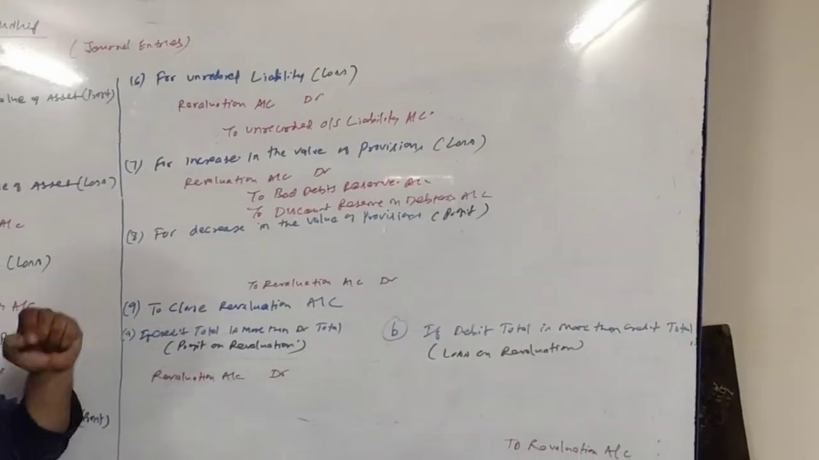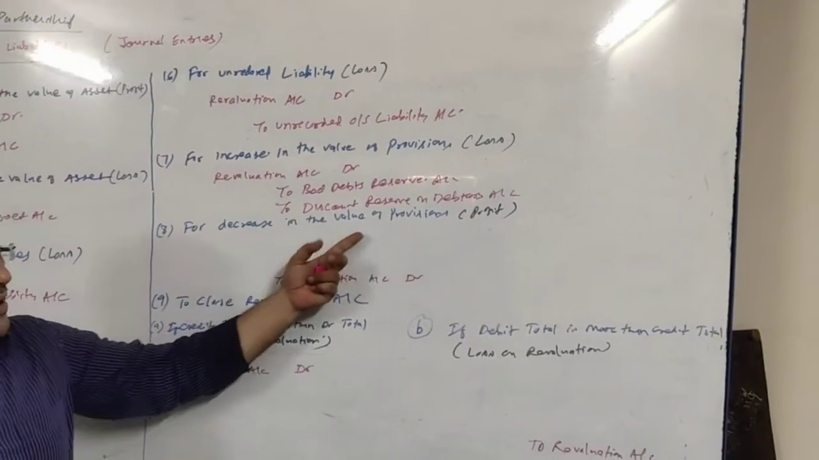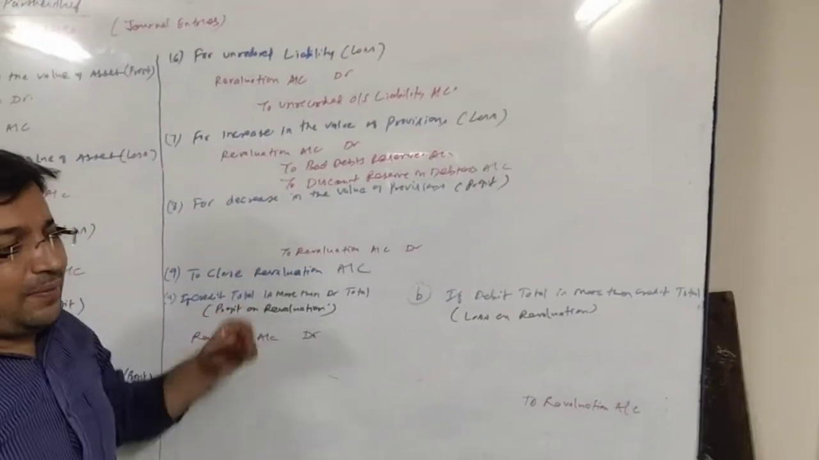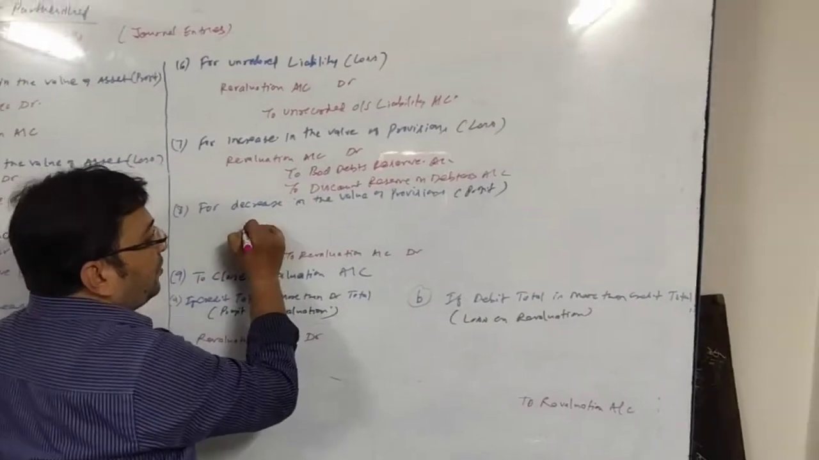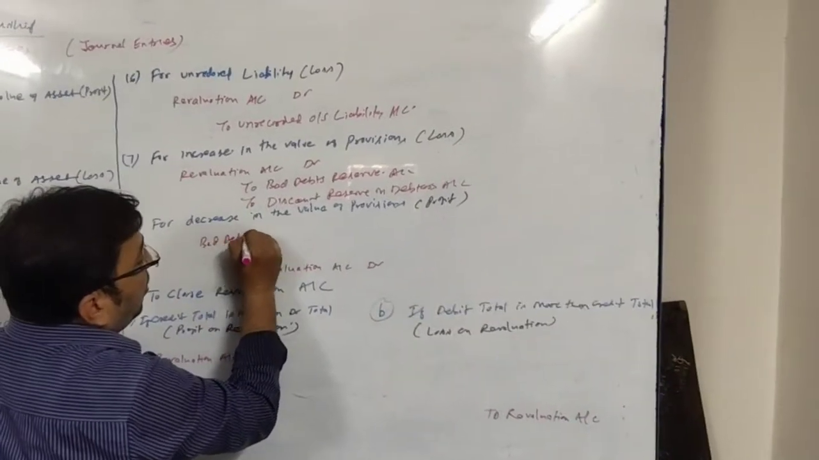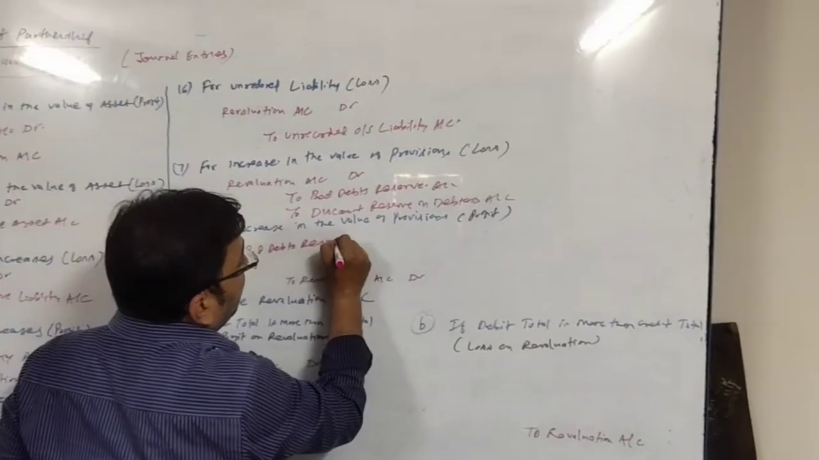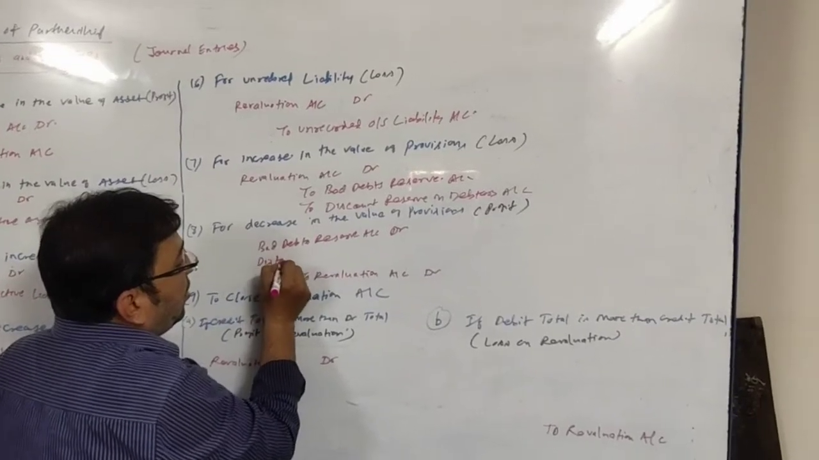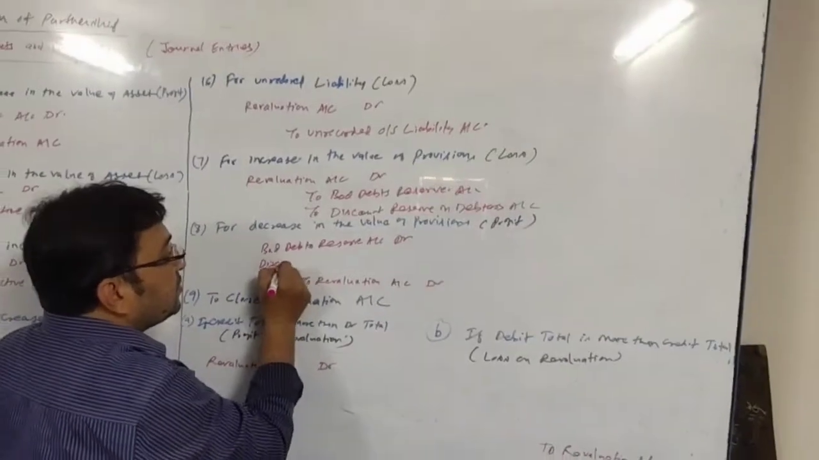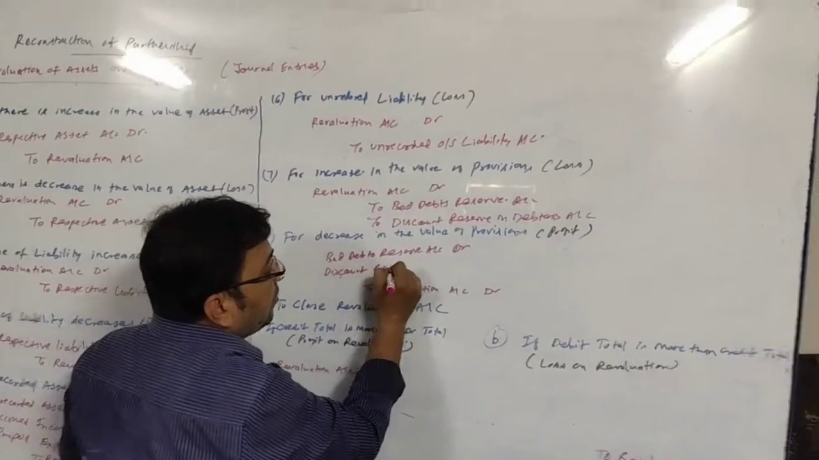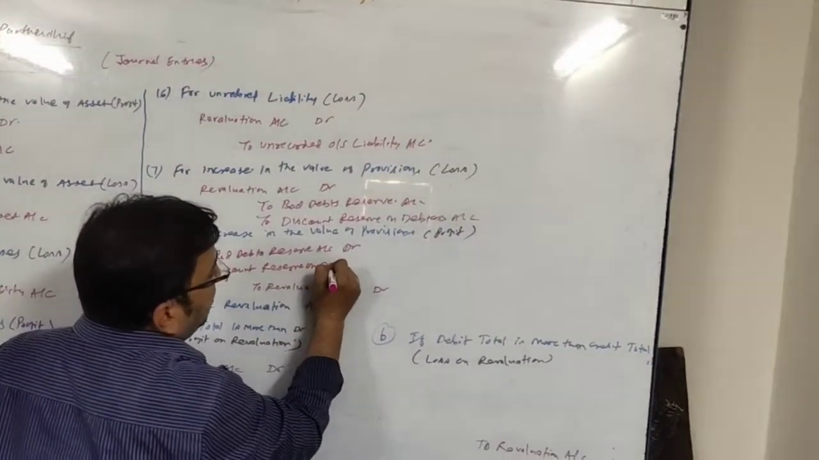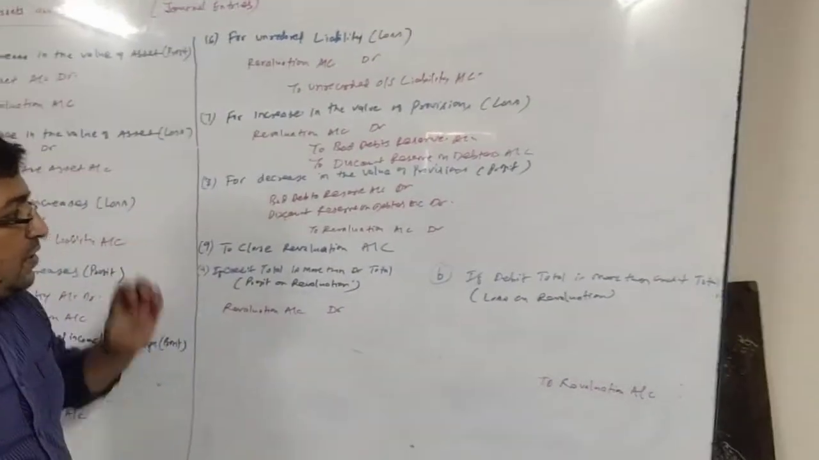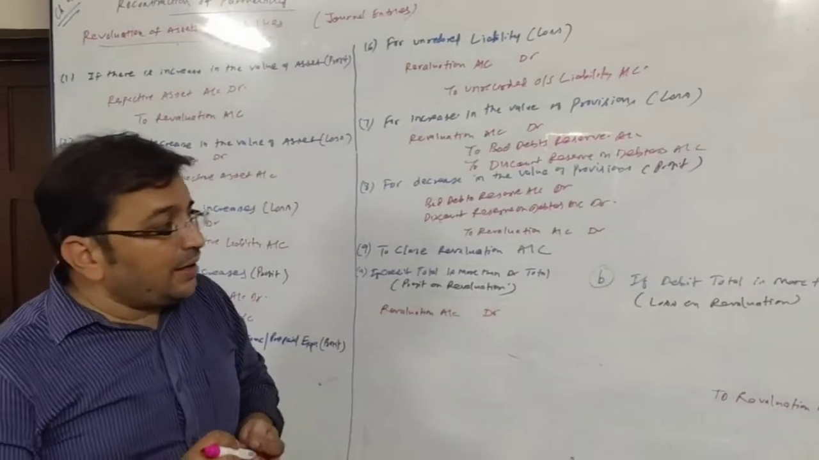What else? If there is a decrease in the value of provision, it's a profit, will be credited to revaluation account and will be debited to respective provision. What could be the provision? Bad debts reserve account debit or discount reserve on debtors account debit. So these are the different journal entries we have to pass.